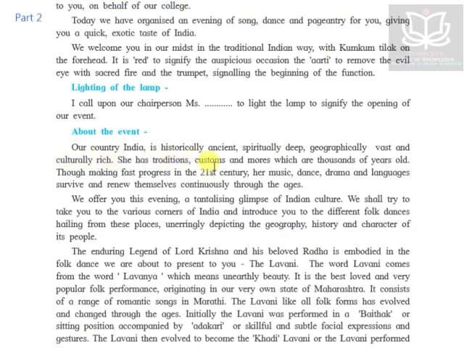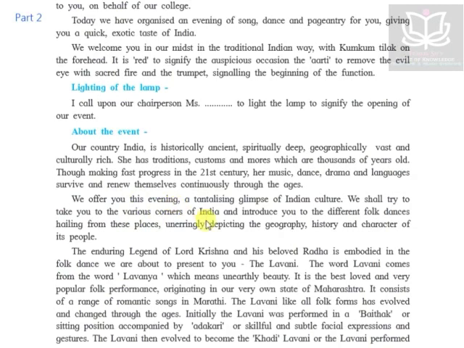She has traditions, customs and more which are thousands of years old. In this manner I have increased the tone. Though making fast progress in the 21st century, her music, dance, drama and languages survive and renew themselves continuously through the ages. It is very necessary that you are clear cut while explaining the following points. It is not possible for everybody to follow a particular accent, but whichever accent you speak in, you should be very fluent in it.